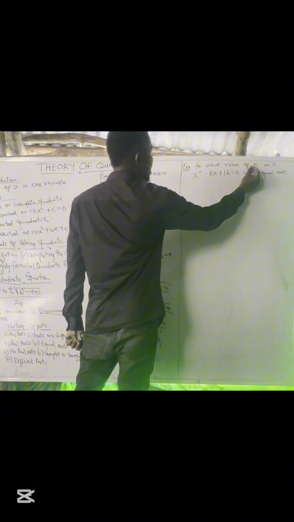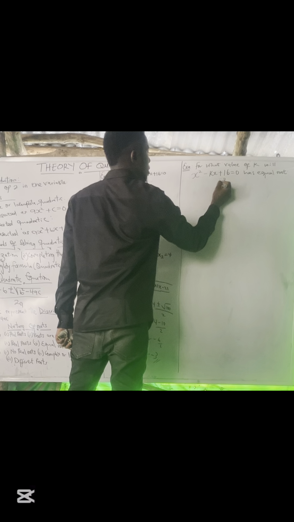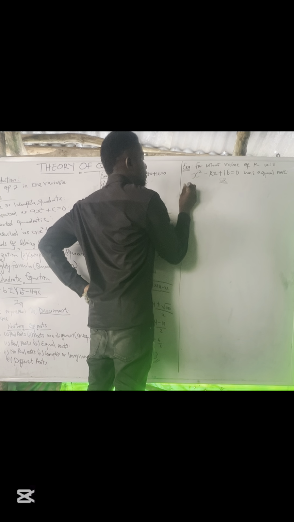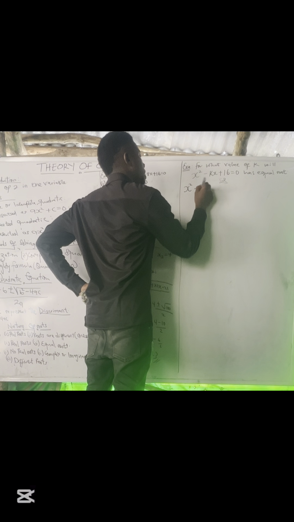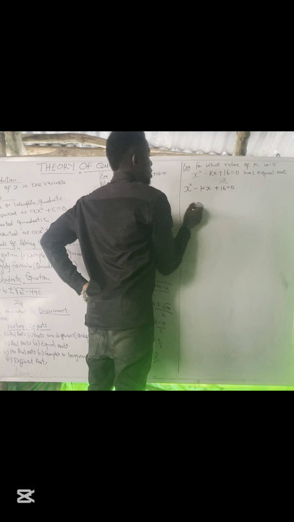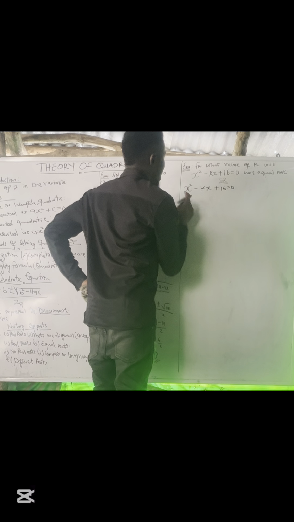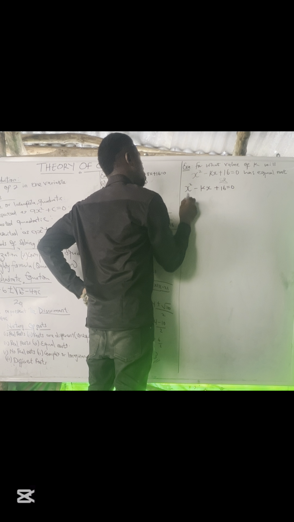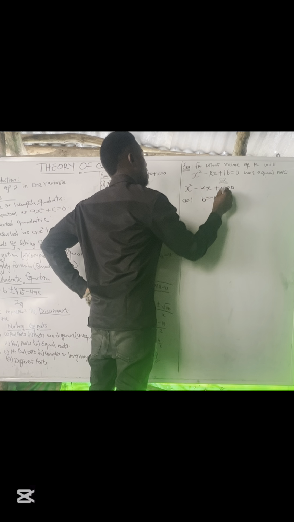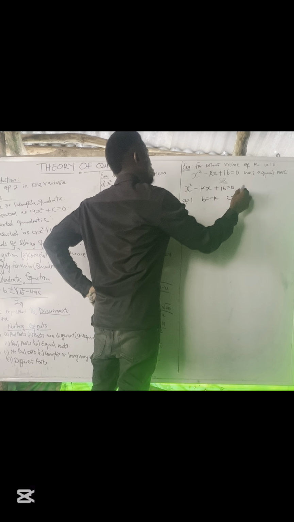They said, for what value of k will this equation have equal roots? Guys, the equation given to us is x squared minus kx plus 16 is equal to 0. Identify the a, b, and c. A is the coefficient of x squared, a is equal to 1. B is the coefficient of x, b is equal to minus k. And c is the constant number, c is equal to 16.